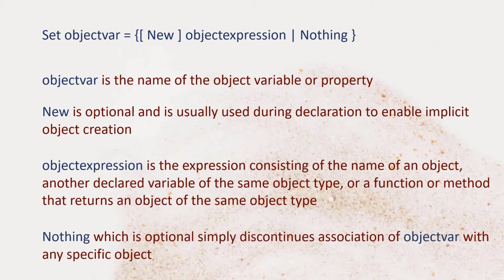Nothing, which is optional, simply discontinues association of object var with any specific object. Assigning nothing to object var releases all the system and memory resources associated with the previously referenced object when no other variable refers to it.